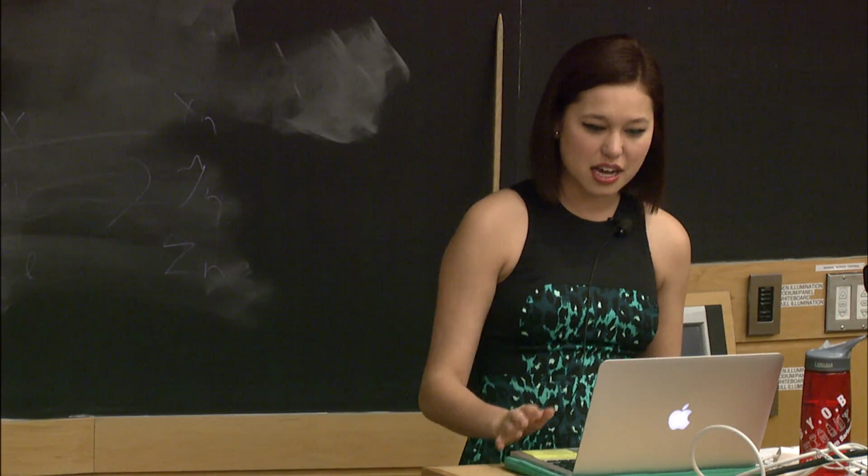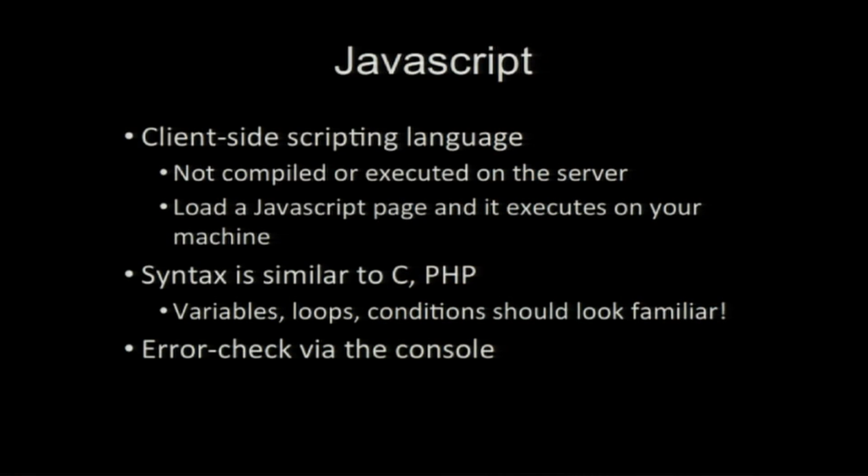A couple things to know is that JavaScript is a client-side scripting language. Whereas PHP is something that we considered more server-side, it was uploaded to the server, compiled, executed there. This one is executed on your own machine. So you load some JavaScript page and it executes on your machine. Syntax is very similar to C and PHP. We're going to go through some examples of JavaScript, and you're going to see that the way we talk about variables, loops, and conditions are all very similar, okay?